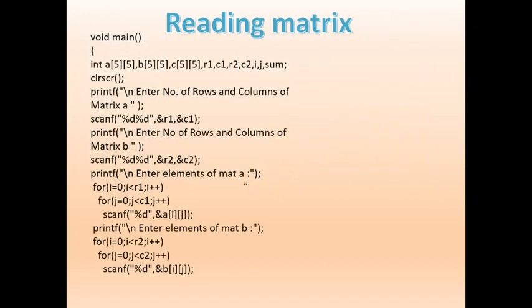So the matrix will be printed. How next? The program is divided into 3 parts: first, reading the matrix, computation of the addition, and printing the matrix. To read the matrix, you need to have a total of 3 variables.